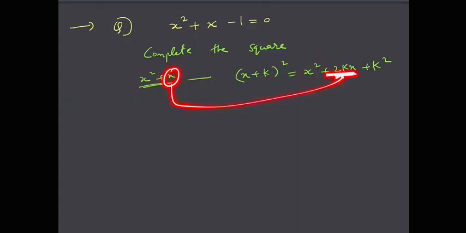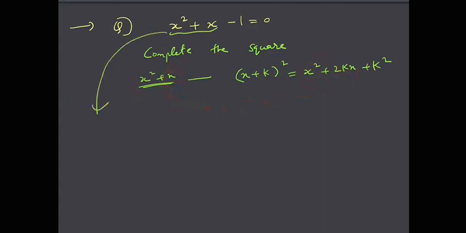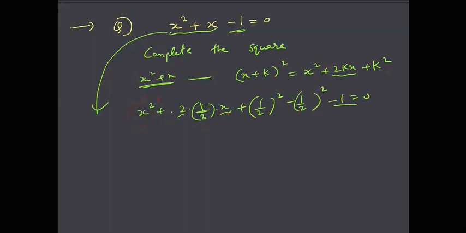If we want to express this as a perfect square, we write this as x square plus 2 into 1 by 2 into x, right? Because this is 2ab, so you have 2, you have x, and then to maintain uniformity you just divide with 1 by 2. Now you have x square plus 2x into 1 by 2. So you add 1 by 2 whole square and subtract 1 by 2 whole square, and you write minus 1 as it is, equal to 0.